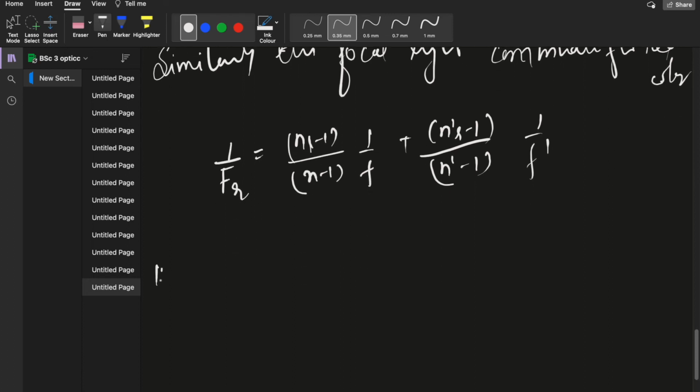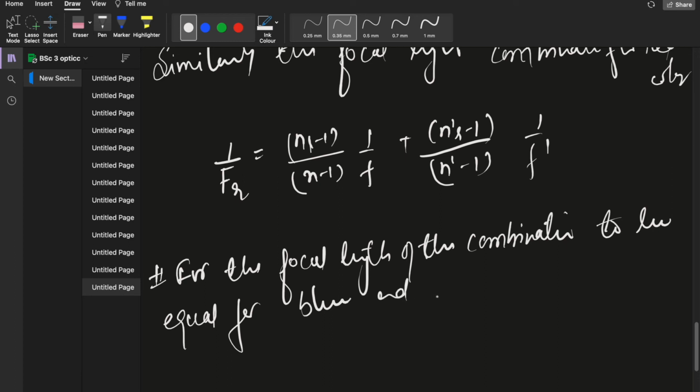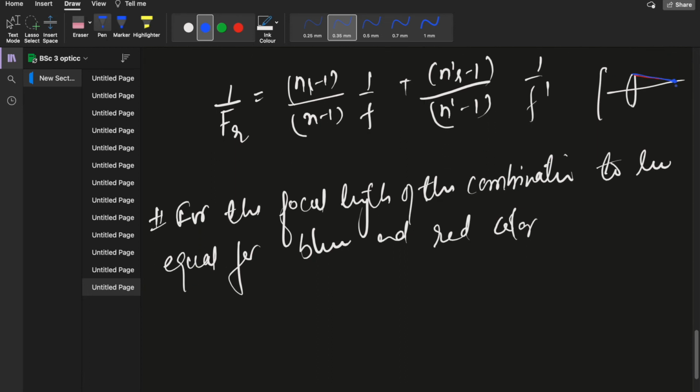So the condition is for the focal length of the combination to be equal for blue and red color. This is the case for no chromatic aberration. The red color and blue color must be at the same point. This is possible only when the focal lengths for red color and blue color are the same. So this is what I have written here. If this happens, there is no chromatic aberration.